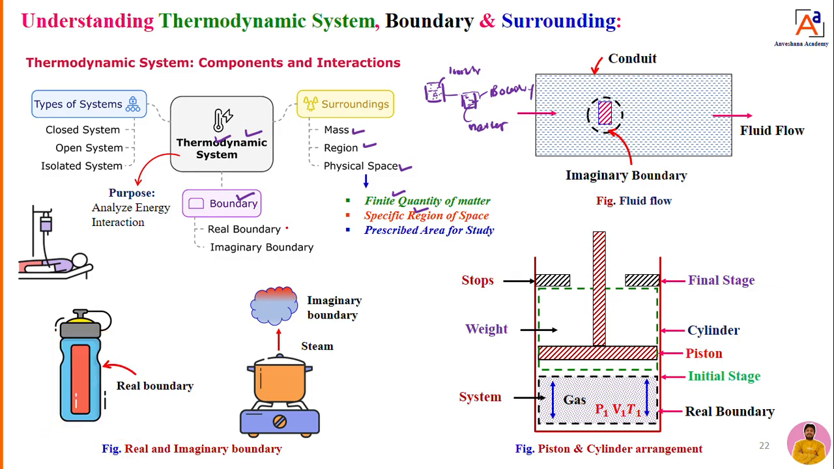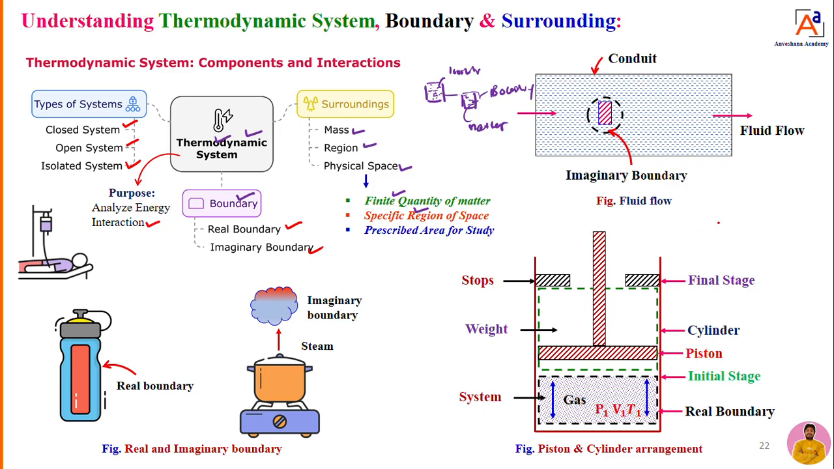When it comes to boundary, as I told, there are two types, real and imaginary boundary. The system has three important types, that is closed, open and isolated system. Then why is this thermodynamic system required? The purpose is to analyze the energy interaction.